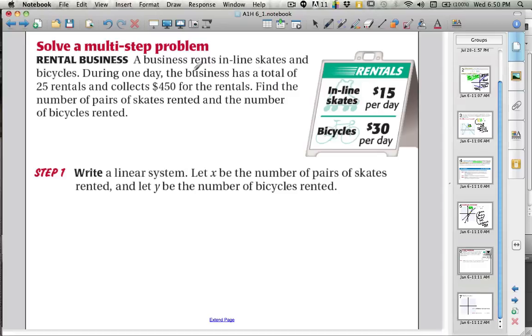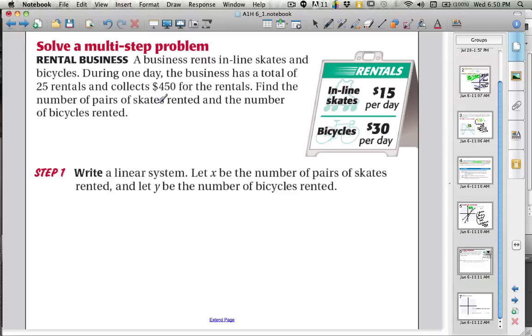When we look at this type of a problem in a real-world sort of context, we can create our linear system based on the information that's been supplied. So what we have here is that there's a business that rents inline skates and they rent bicycles. And you can see the inline skates cost $15 a day and the bicycles cost $30 a day. So during one day, the business has a total of 25 rentals and they collect $450 for the rentals.